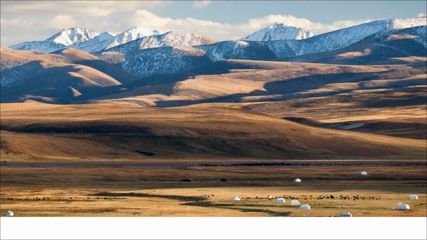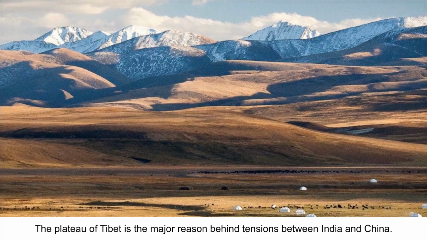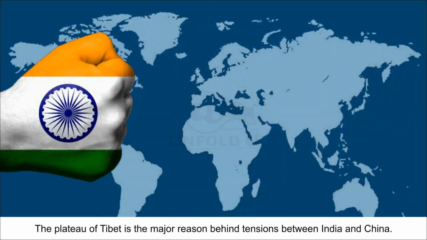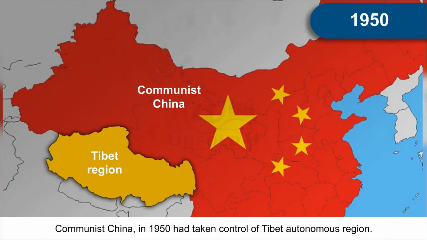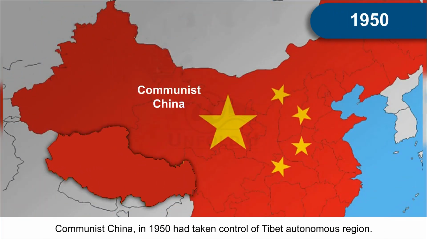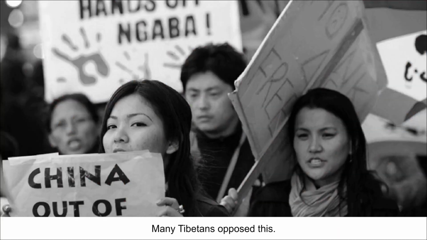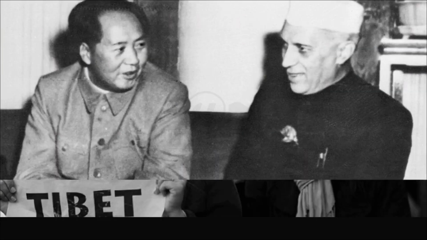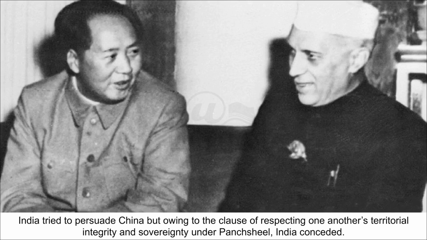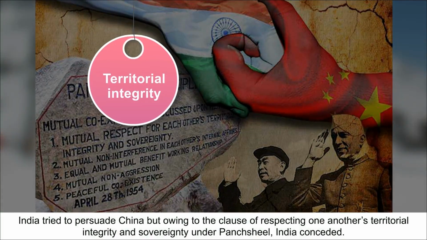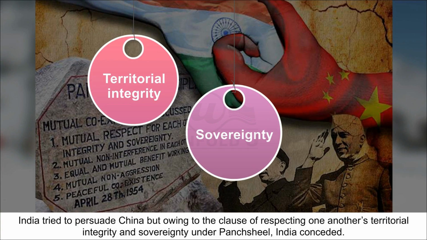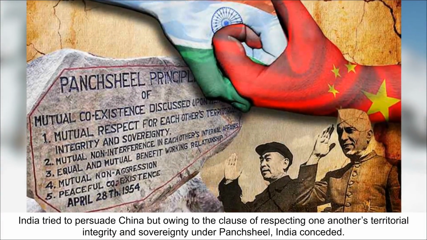Tibet issue. The plateau of Tibet is the major reason behind tensions between India and China. Communist China in 1950 had taken control of the Tibet region. Many Tibetans opposed this. India tried to persuade China, but owing to the clause of respecting one another's territorial integrity and sovereignty under Panchsheel, India conceded.